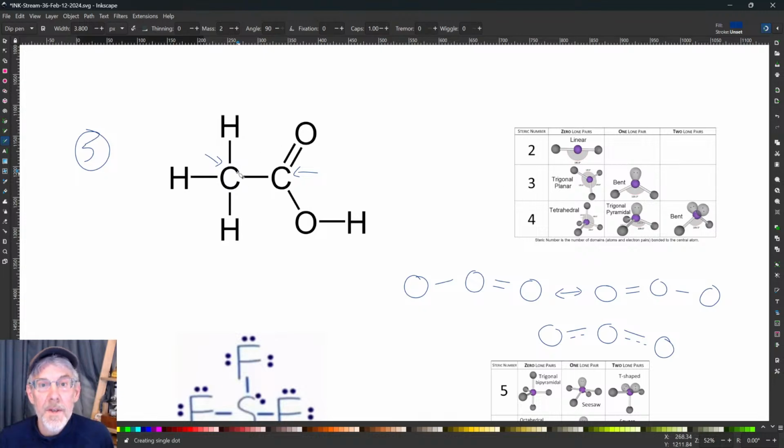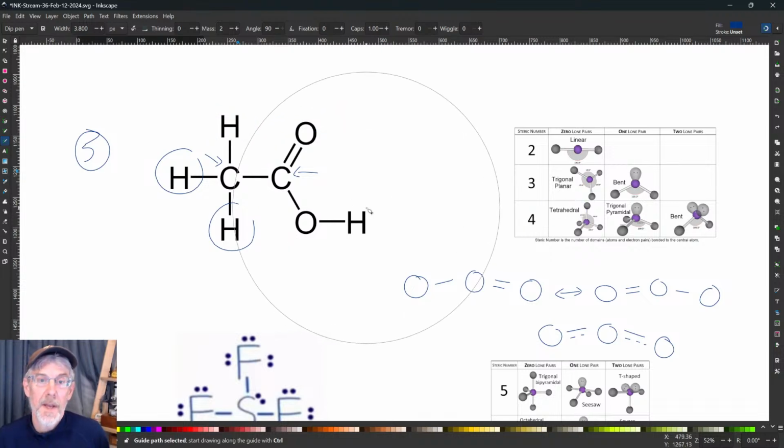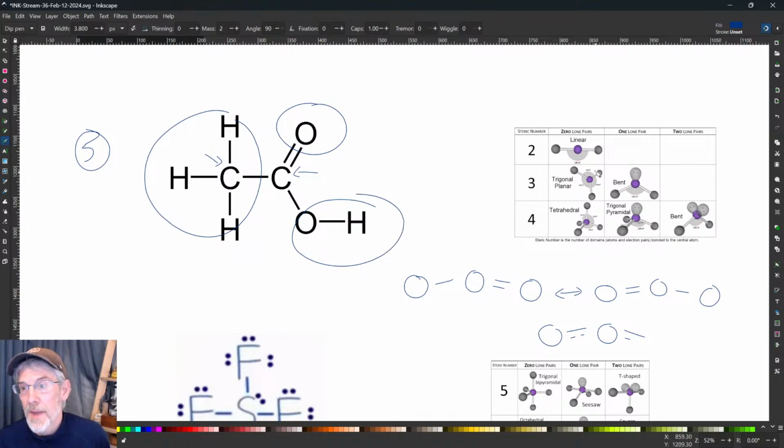So if we look at this one, we have 1, 2, 3, 4 things, no lone pairs. 4 with no lone pairs, that's our tetrahedral. So that one is tetrahedral. This one, we have 1, 2, 3 things and no lone pairs, so that's our trigonal planar. You get used to these main ones that you'll see, and those are the ones I would commit to memory for an exam, like the trigonal planar, tetrahedral, maybe the trigonal pyramidal, you'll see that sometimes.